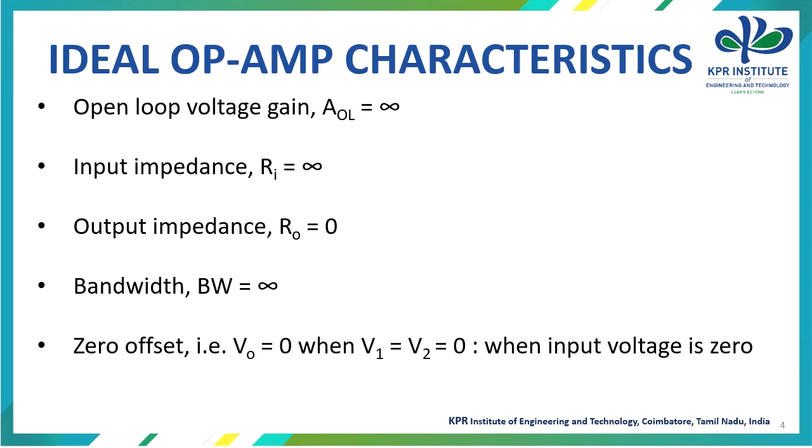The fourth one is the bandwidth, and the bandwidth also has to be infinity. And the last one is zero offset. That means V0 is equal to 0 when both the inputs V1 and V2 are equal to 0. When the input voltage is 0, the output is 0. That is the meaning of zero offset.